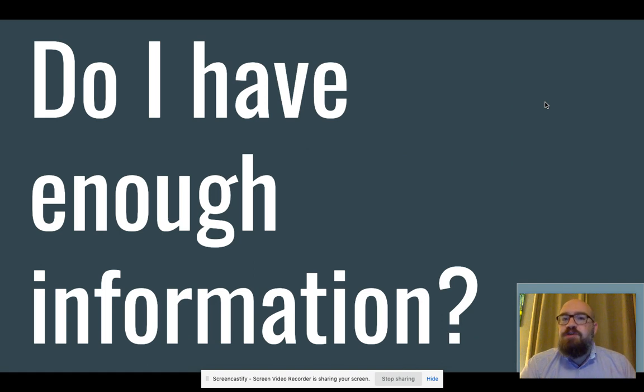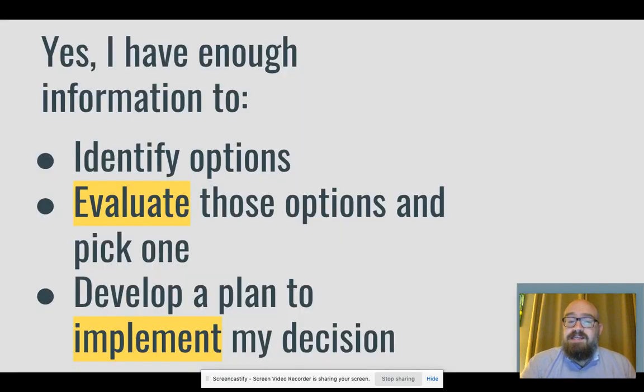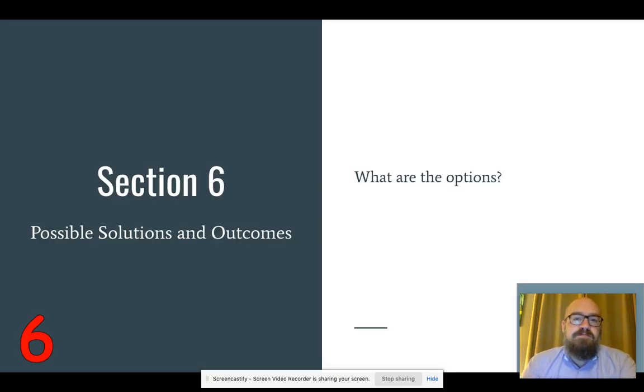But the question is, do I have enough information to assess the situation and come up with some options? And yes, I do feel like I have that information. I can identify options, I can evaluate those options and pick one, and then I can develop a plan to implement it. So first, I generated 4 possible options.